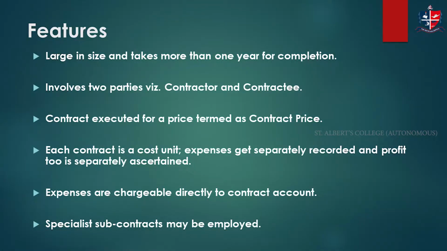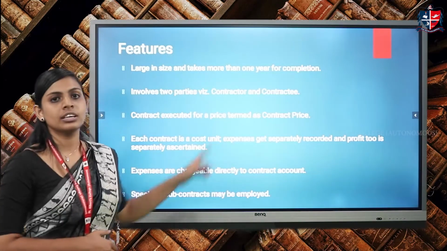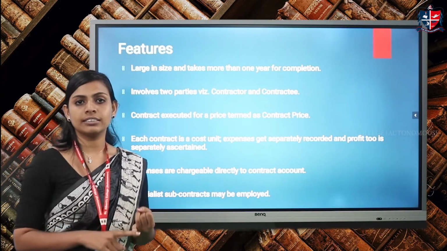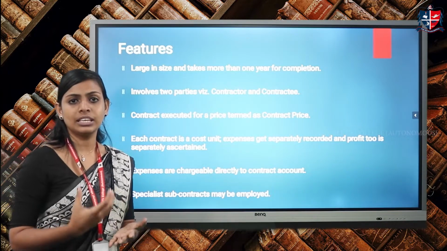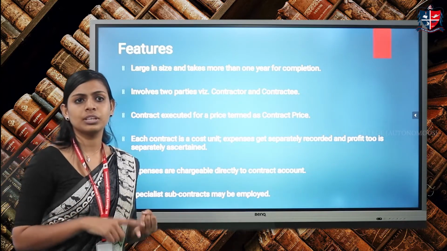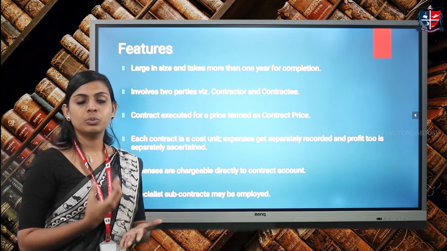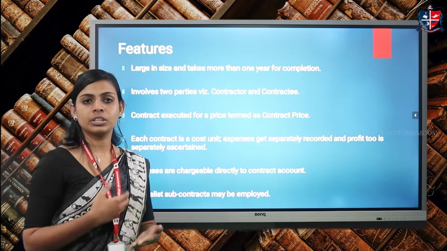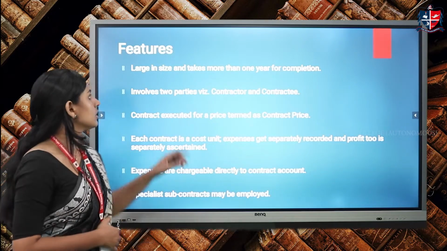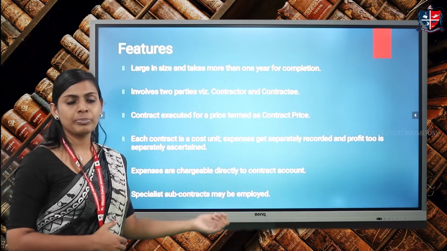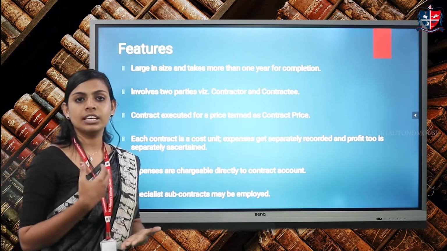So we look at the basic features of contract costing. The first feature is that it is large in size and takes more than 1 year. We know that a contract will take more time to complete. Examples of contract costing are the construction of bridges, buildings, dams, etc. It will take years to complete. So the first point is that it takes a large amount of time and is comparatively larger.